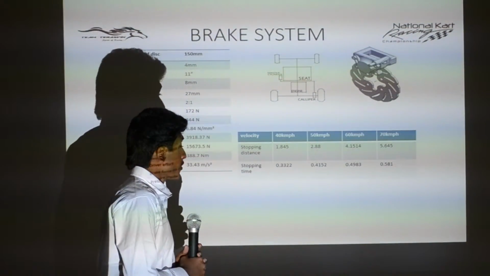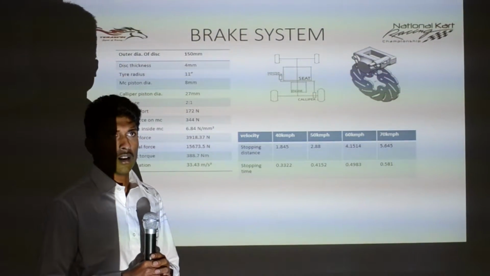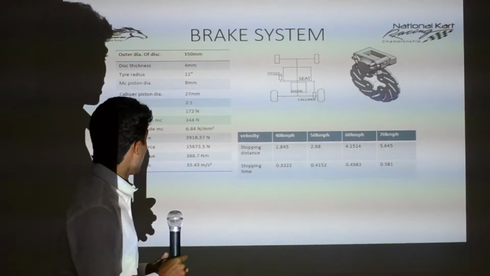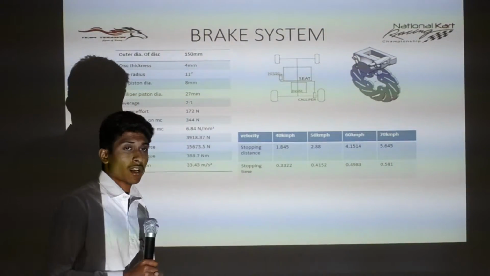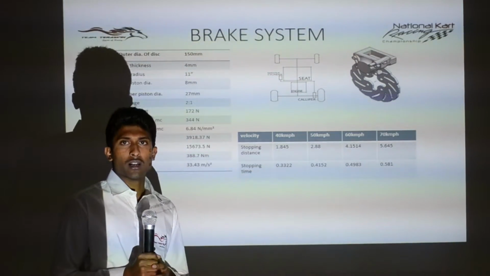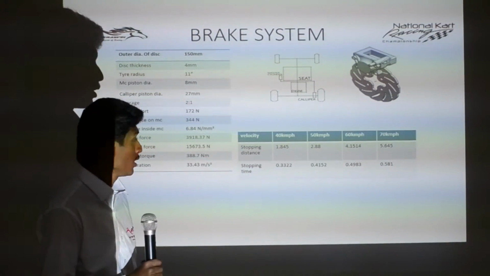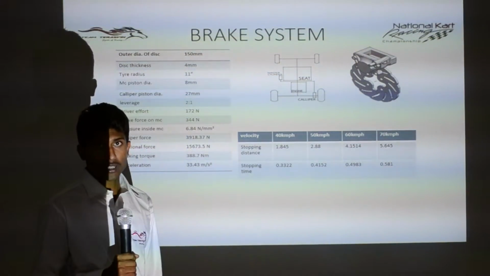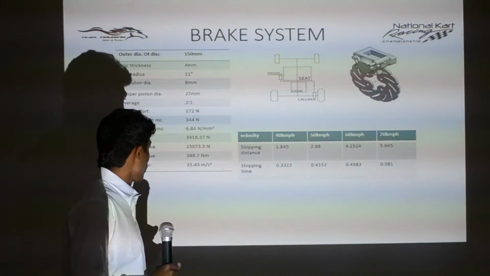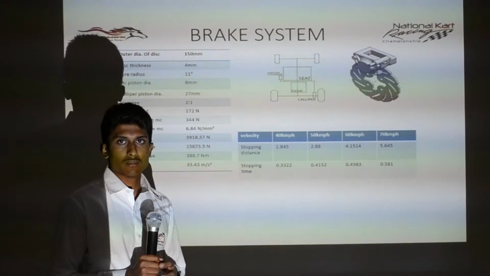And there is the braking system. We have designed the inboard hydraulic disc braking system, which helps our car to stop the vehicle at an efficient distance. We have a master cylinder of 8 mm diameter, and a caliper with two pistons of 27 mm diameter. We have a pedal ratio of 2:1, which gives us an efficient deceleration rate of 33.4 meter per second square, which stops our vehicle at 3 meter, from 40 km per hour to 0.